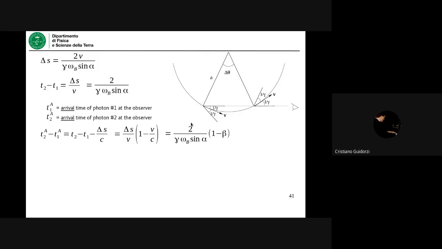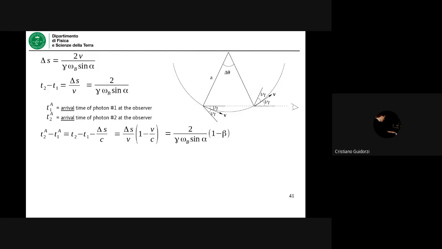Over V, so this guy here. Now let's focus on the term among brackets: 1 minus beta. Well, this is interesting. This is really small. Why? Because beta is very close to 1, because we are talking about ultra-relativistic electrons.